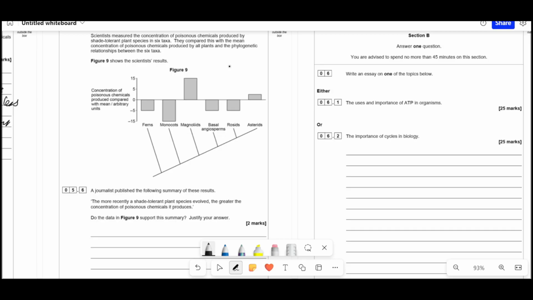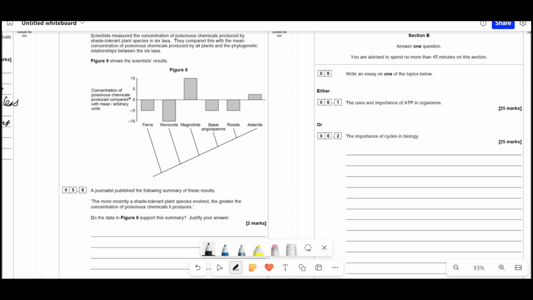So let's make sense of what the results are showing. The concentration of poisonous chemicals produced is compared with the mean. What's the mean? The mean concentration produced by all plants. So compared to the mean, ferns make less, monocots make less, magnoliids make more, basal angiosperms make less, and so on. It's all compared to the mean.